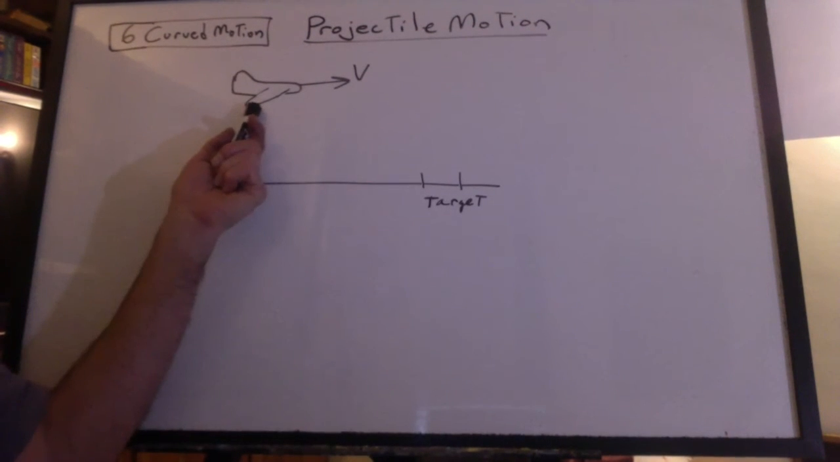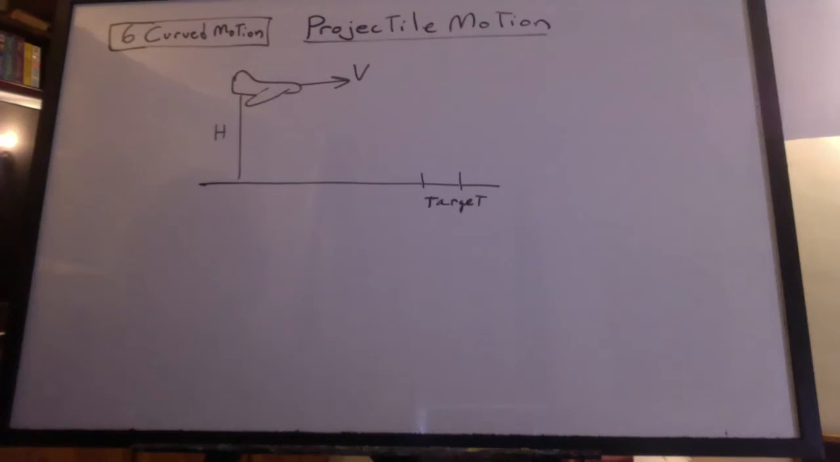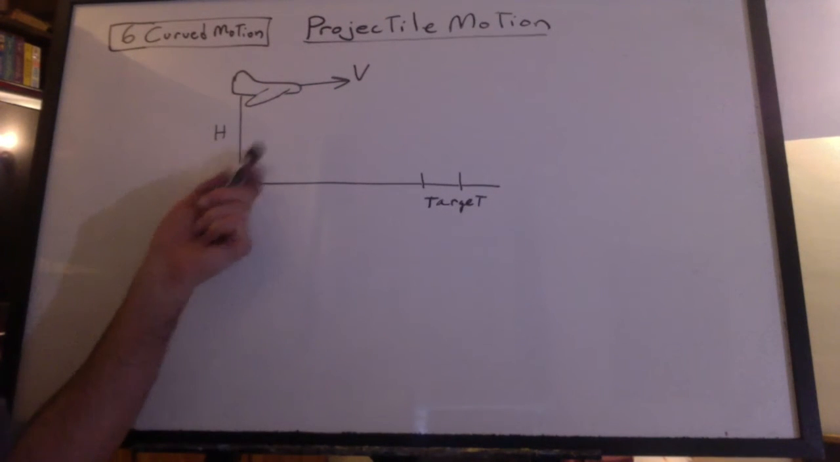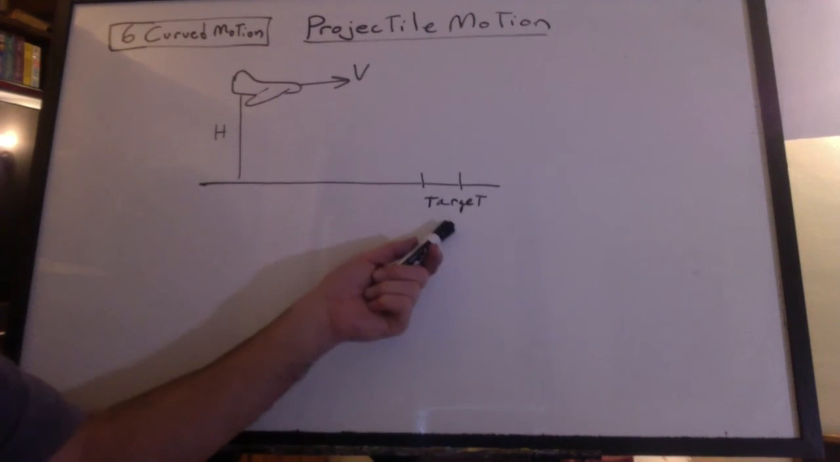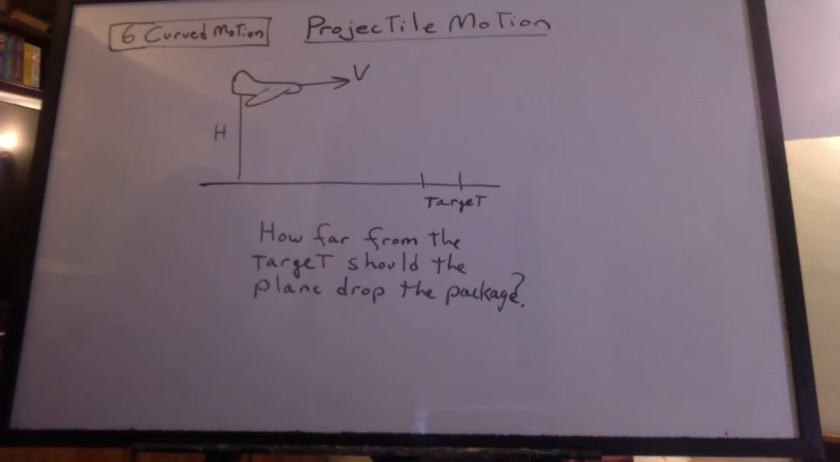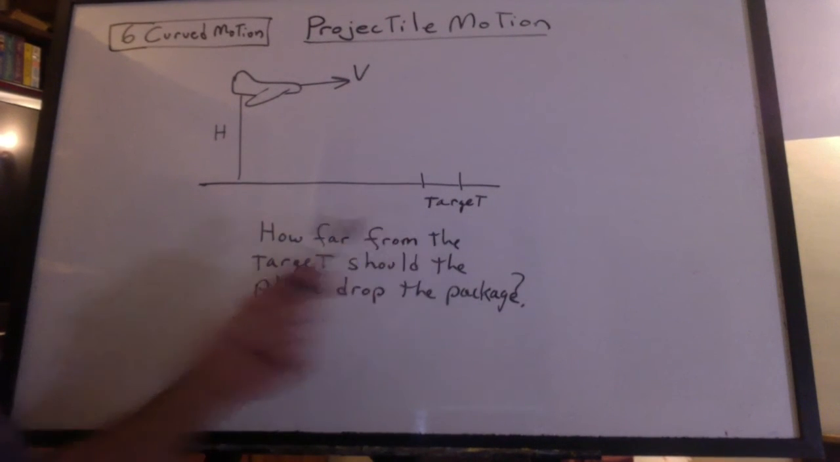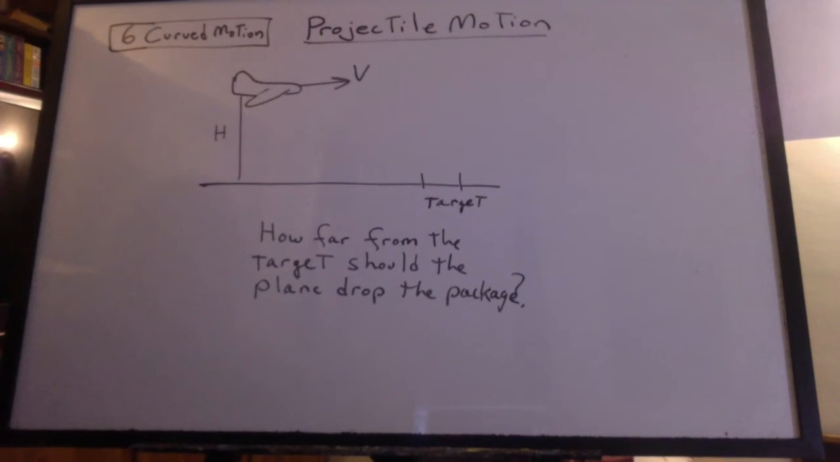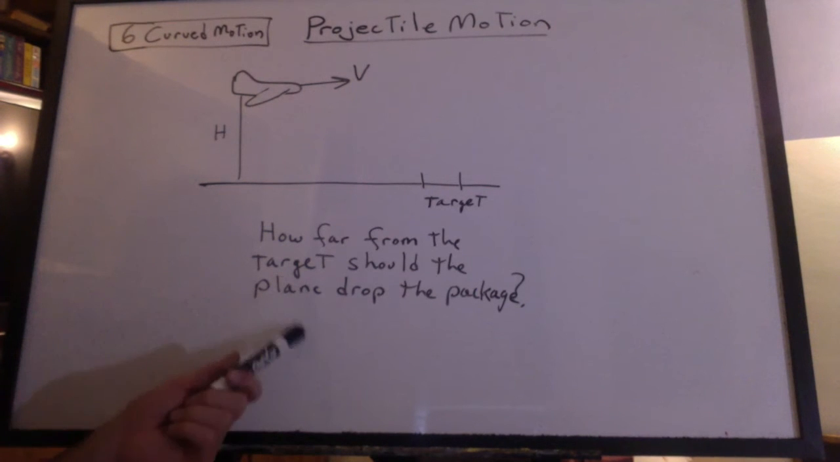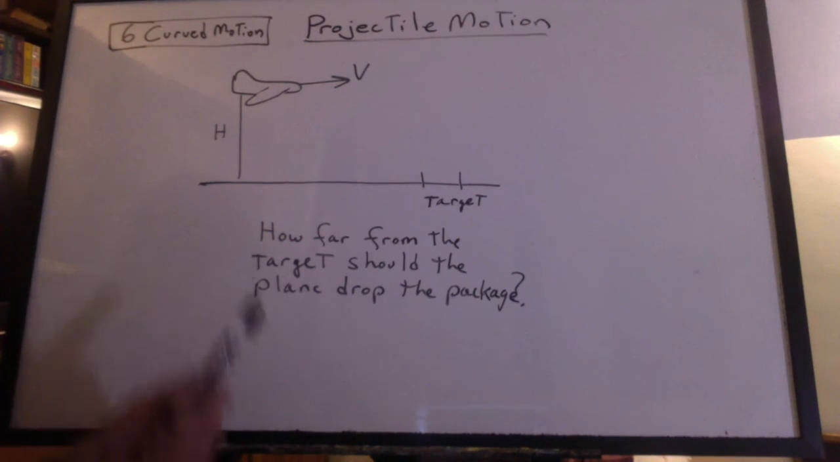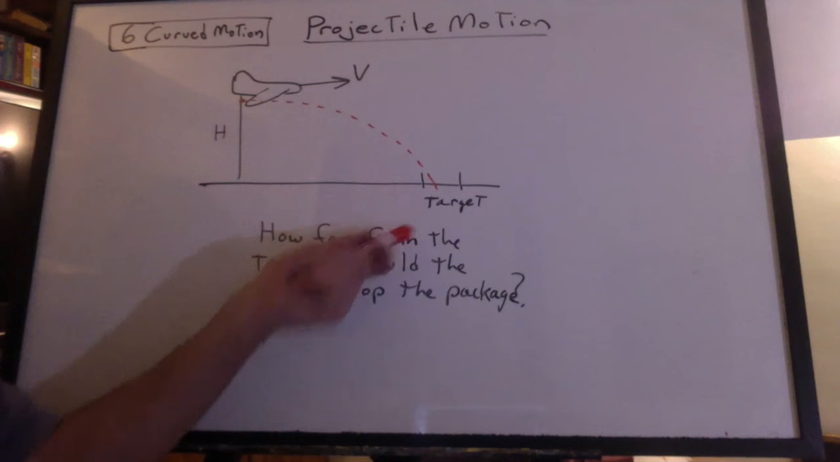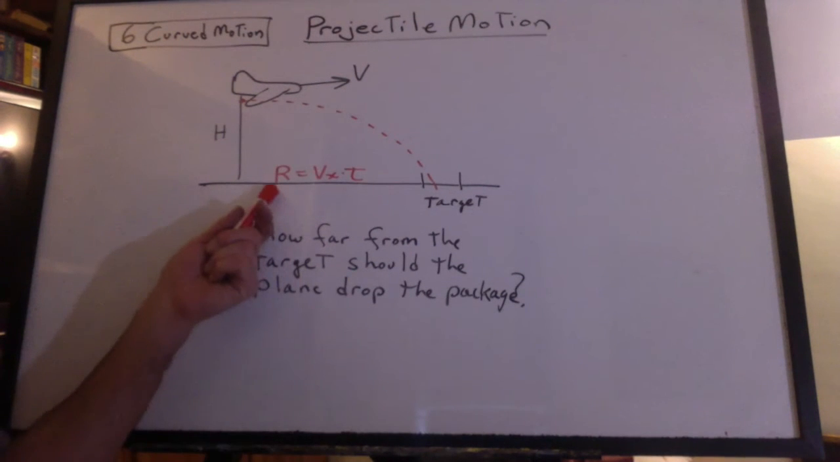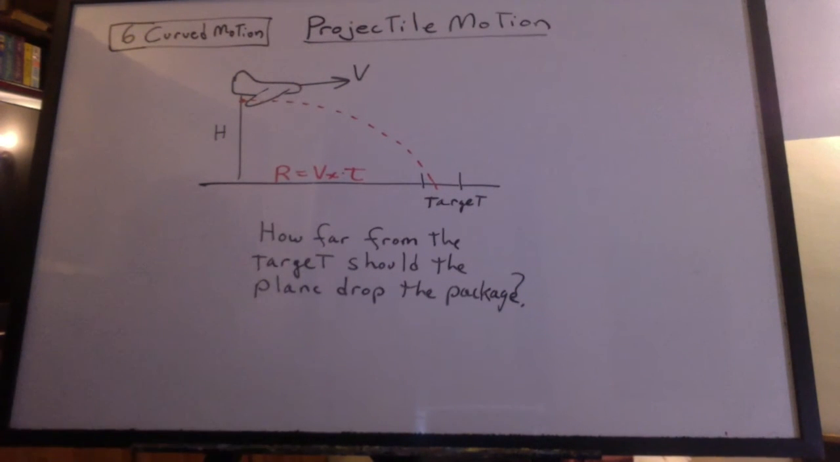Well, here we have a plane flying horizontally at height h. It's going to drop a care package to this target. So how far from the target should the plane drop the package? It's a projectile motion problem. That's what these word problems are going to be like. You might not recognize them at first, but draw a diagram. You see what's going to happen? It's the same thing as asking what's the range.